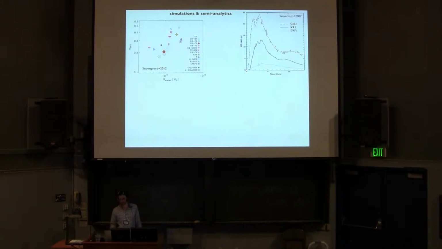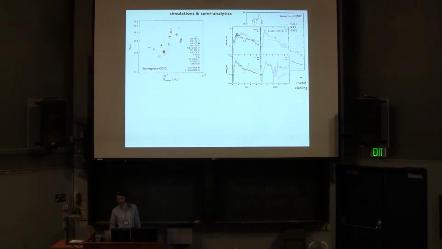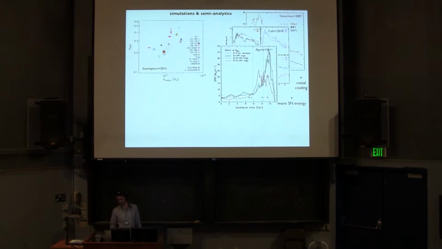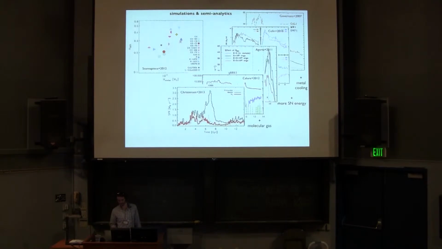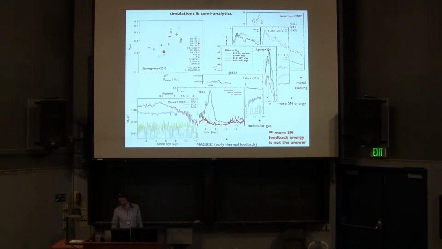Here's what other zoom-in simulations have done over the years. Again, you see the same trend, a very large peak of early star formation. This is typically true both in massive galaxies like the Milky Way, as well as in dwarfs. So you can put in more things and make the problem better or worse. You can put in molecular gas star formation, and you still see the same trend. Even with the early thermal feedback, you still see star formation rates that are too high at high redshift.